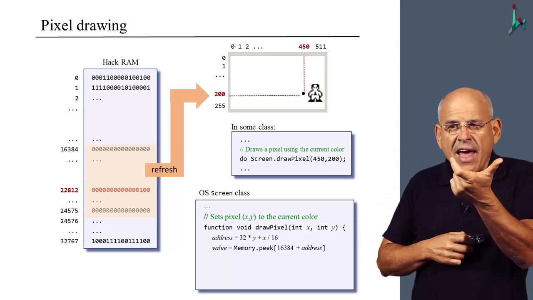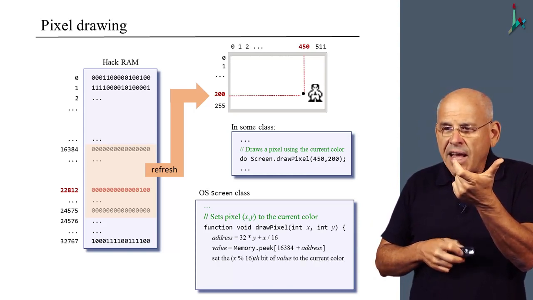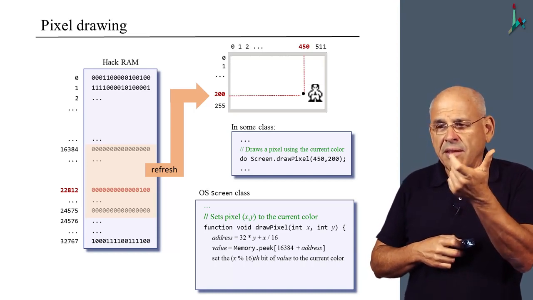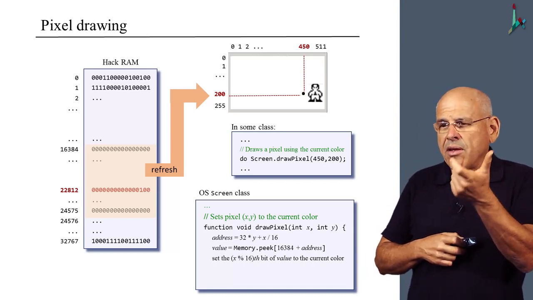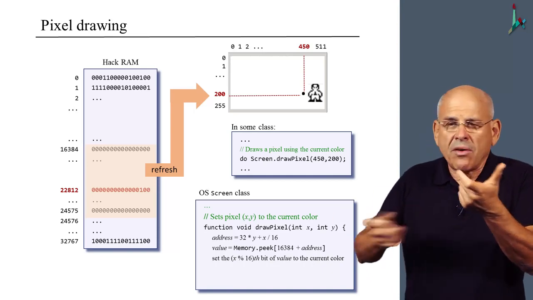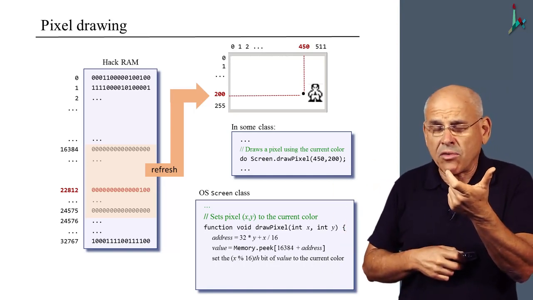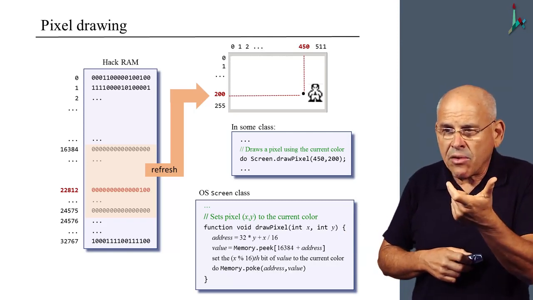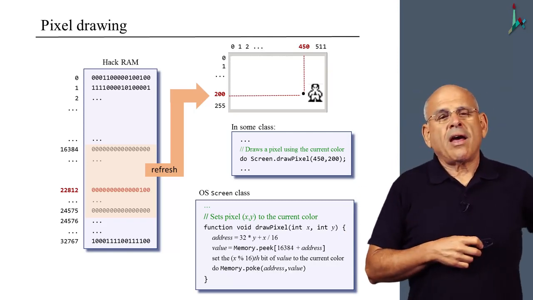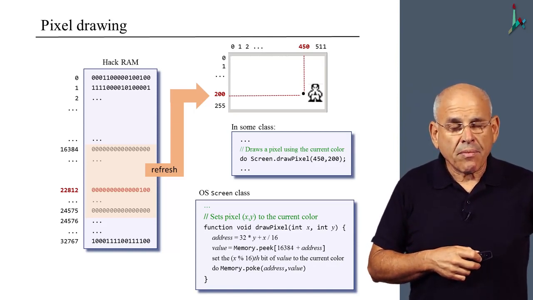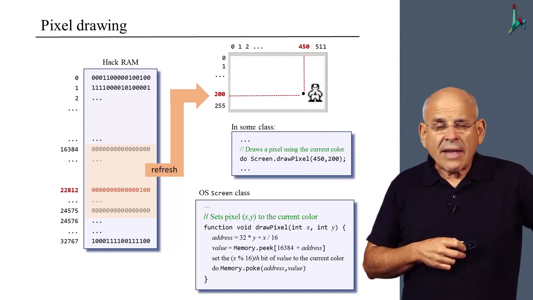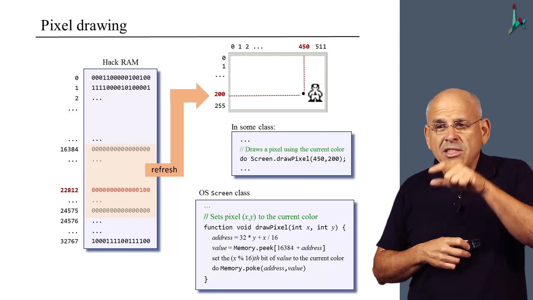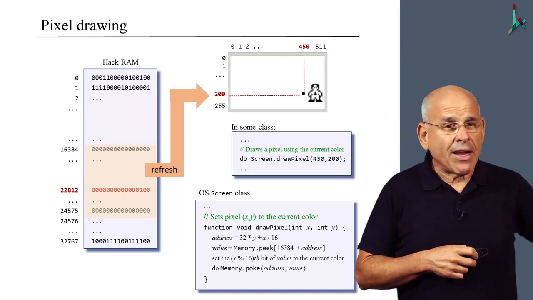So now we have this value in our hand. The next thing we do is set the x modulo 16 bit of this value to the current color, which is either 1 or 0, or whatever it is that we wanted to draw. After we make this manipulation, we take this value and store it back where it belongs in the RAM. Now you may ask yourself, why did I bother to first read and then write? Why didn't I just go in and manipulate this bit directly?